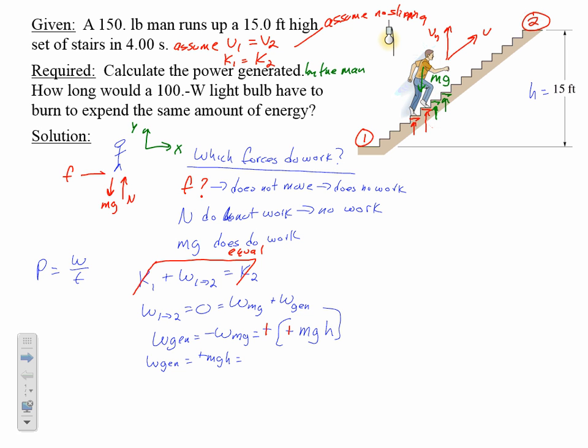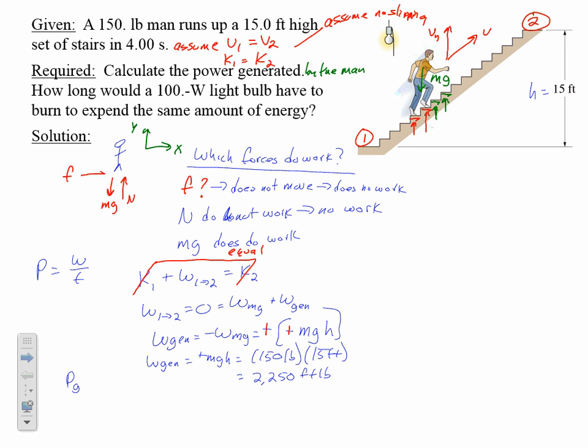So that's going to look like 150 pounds. That's his weight, that's mg, multiplied by the height, which is 15 feet. This works out to 2,250 foot-pounds. Right, so that's the work generated by the man.